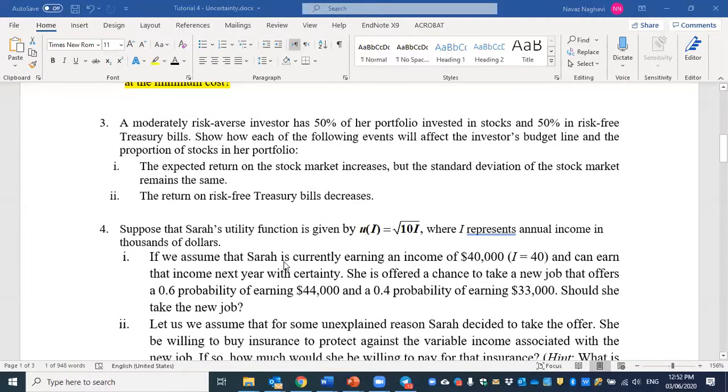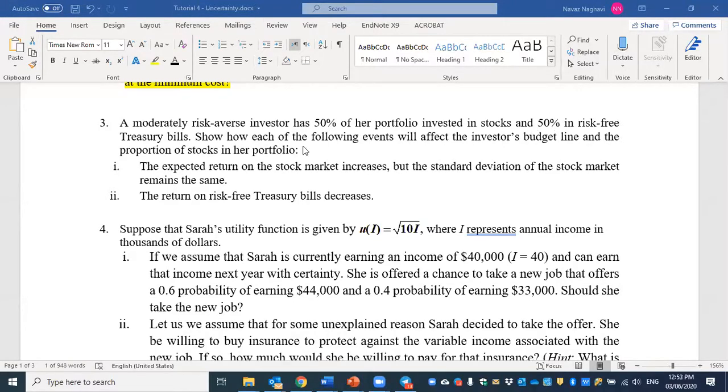So this is the question. I explain the question for you and then you have to try to do it. At least the first part is easy. It says that the moderate risk averse investor has 50% of her portfolio invested in a stock. Do you know which component this 50% is? Do you remember that? This 50% was B, right? You remember B was the amount that the person is investing in the stock market, and the remaining the person will invest in risk-free. So that's why B is 50%. And of course, 1 minus B is another 50%.